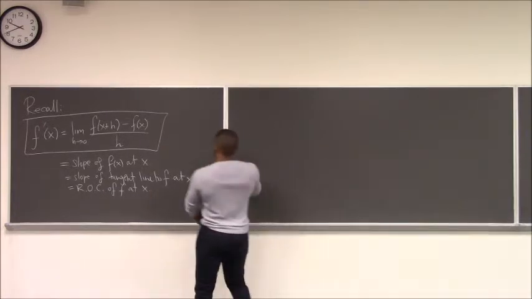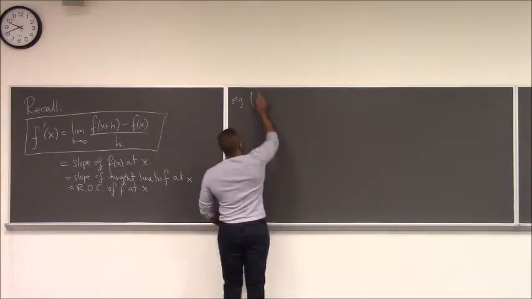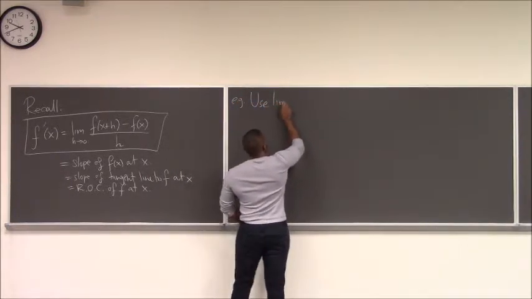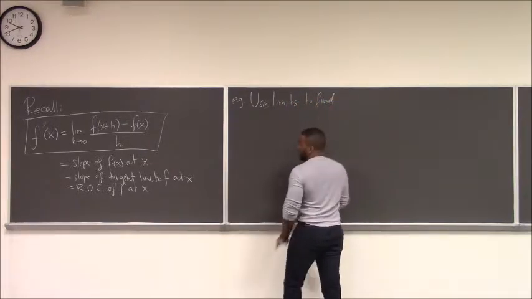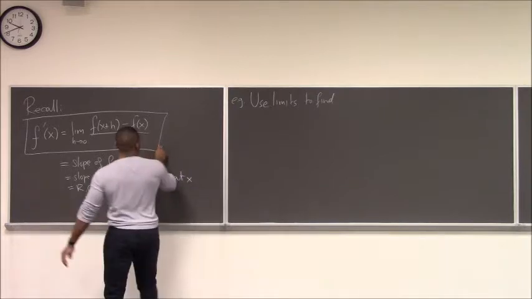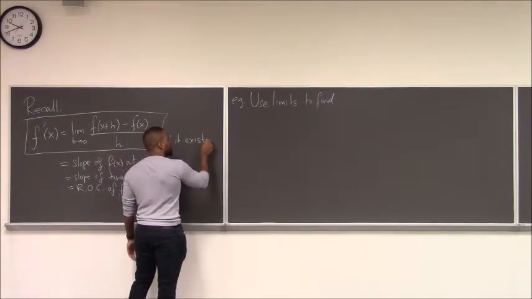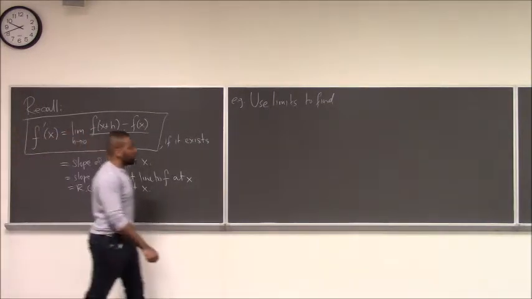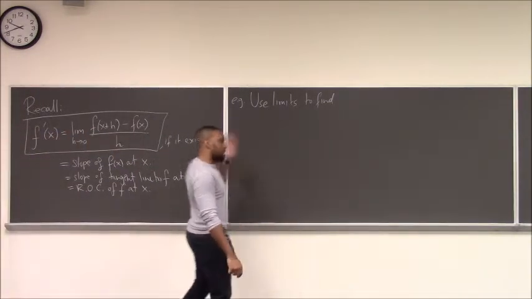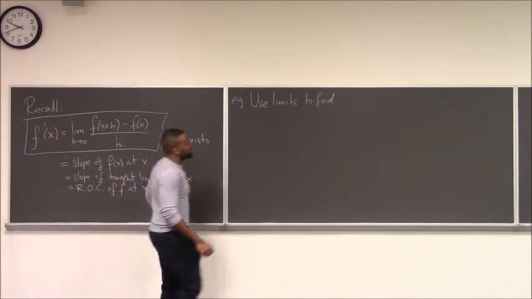So what I want to say now is I want to use limits to find the derivative, and again, this is if it exists. It's a limit, so it's still possible for it to not exist. We'll talk about cases where it might not exist later. But for now, we're going to deal with some nice functions for which this limit does exist.